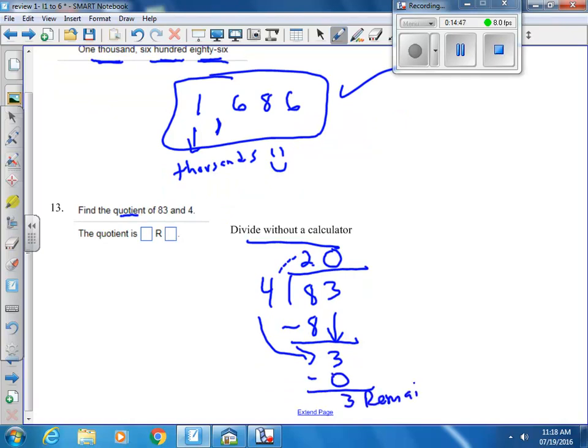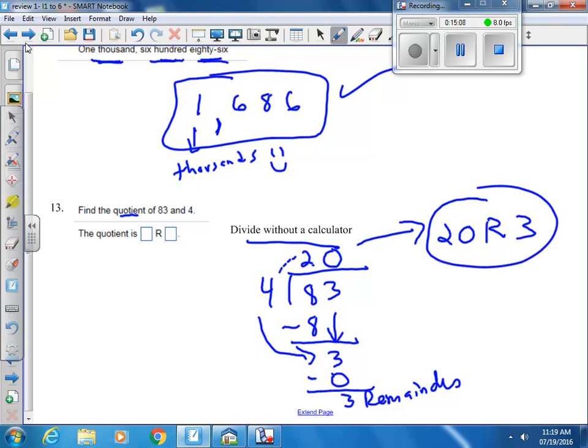And that's your remainder. So at this moment, we're just going to say 20 remainder 3. Later down the pike, we'll do decimal or fraction conversion, but not now. So just 20 remainder 3. Okay, let's head to the next one.